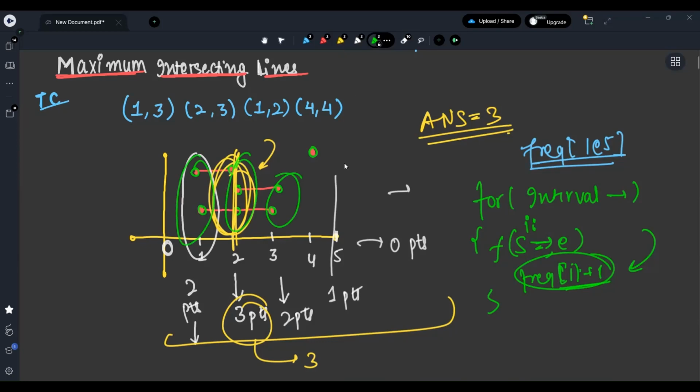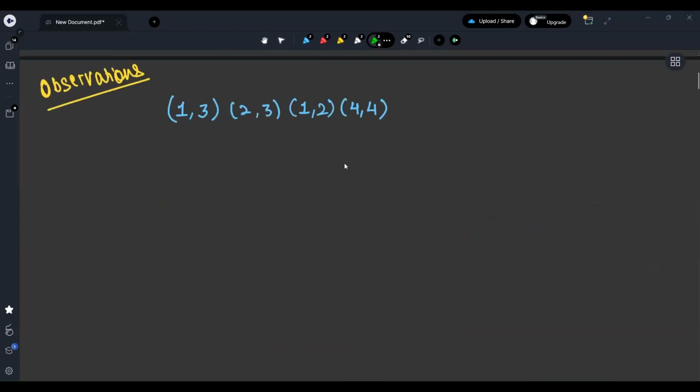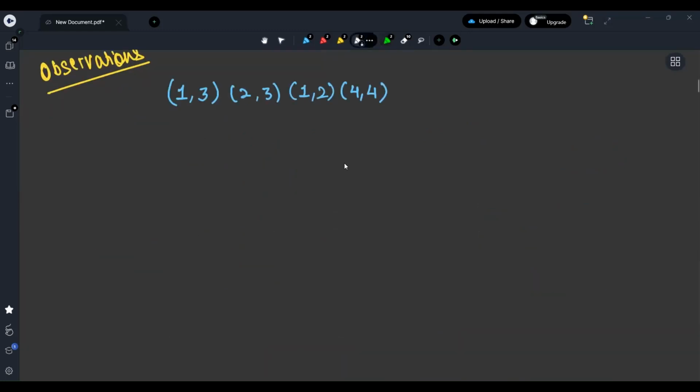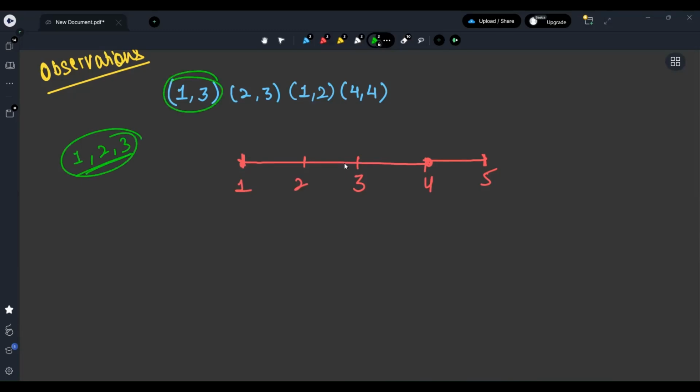So before understanding the optimized method, let's go through two observations that are required. The first observation is, let's say I draw 1, comma 3. Let me draw that number line again: 1, 2, 3, 4, and 5. Now, within that number line, I have 1, 2, 3. In the interval 1 to 3, we have 3 points: 1, 2, 3. So I will say the frequency gets plus plus. That means its frequency will become plus 1, and plus 1.